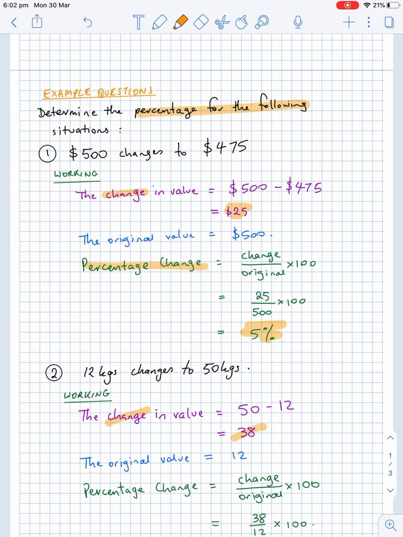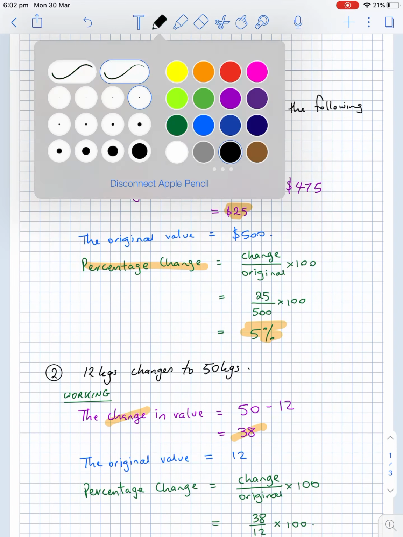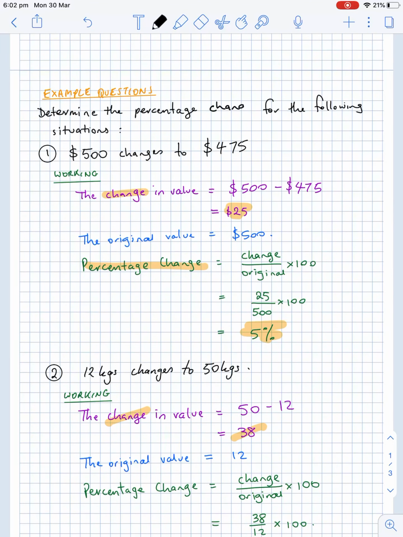Okay, so a few example questions. Determine the percentage, sorry, that should be percentage change. Let me fix that up. Percentage change for the following situations. $500 changes to $475. So we've pretty much been discounted by 25 bucks. That's how much it's gone down by.